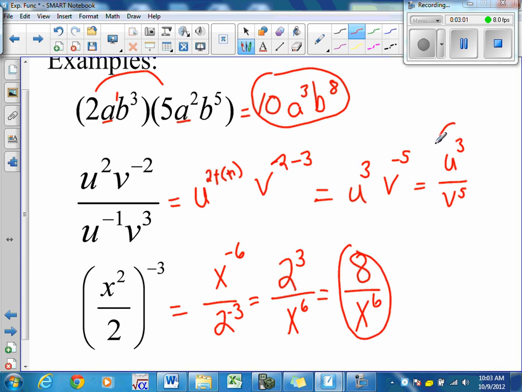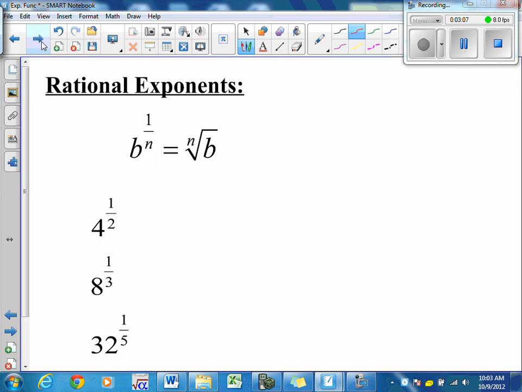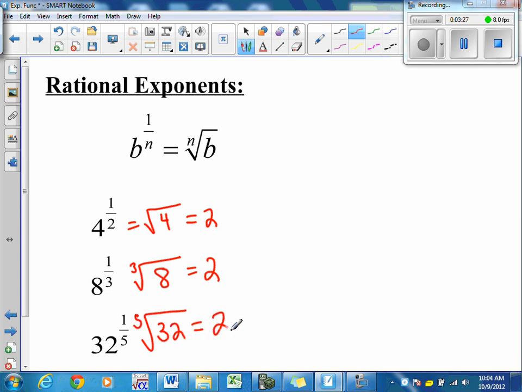So let's review some of the properties that we've already looked at with exponents. We've also talked about rational exponents, how something to the 1/2 power is the same as the square root of 4. The 1/3 power is the same as the cube root. The 1/5 power is the same as the 5th root. And those are all 2. Not every answer is 2.